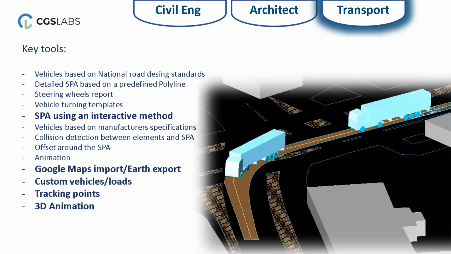So if you recall, we were choosing the points of the path. We were actually driving our vehicle with the help of the program, which was showing us the prediction of the turning, right? At the very beginning, we used this Google Maps import to import the data from Google Maps, to be aware of the real situation. We didn't use it here, but it's also possible to export the swept path analysis, our elements, to Google Earth, okay, for better visualization as well.